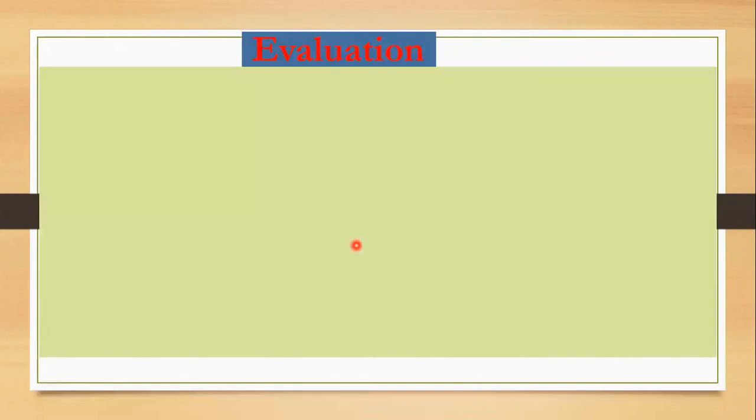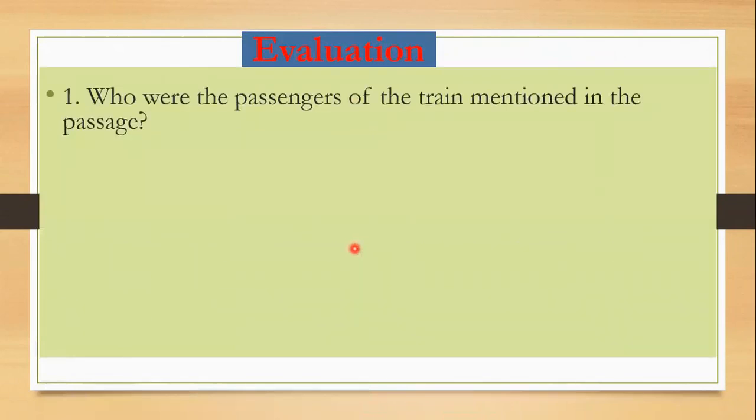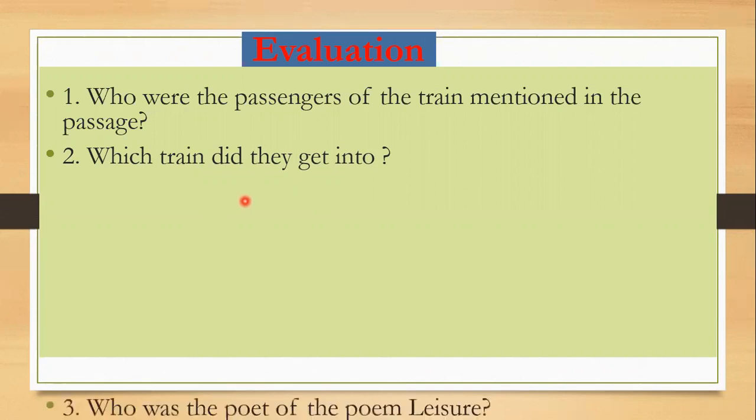Dear students, now I would like to evaluate the class. I would like to check whether you have learned anything from the above discussion or not. Who were the passengers of the train mentioned in the passage? I think you can answer properly. Can you tell anyone? Yes, the passengers were Julie, Zishan and their parents. Which train did they get into? Yes, it was the Devanganj bound Tista Express.